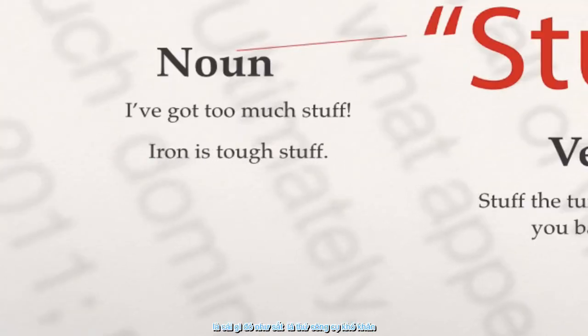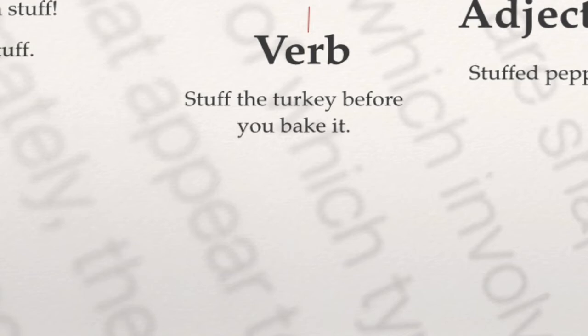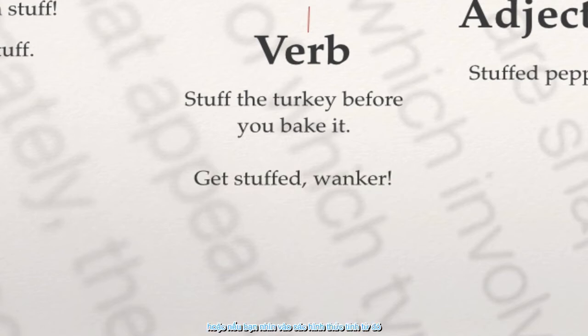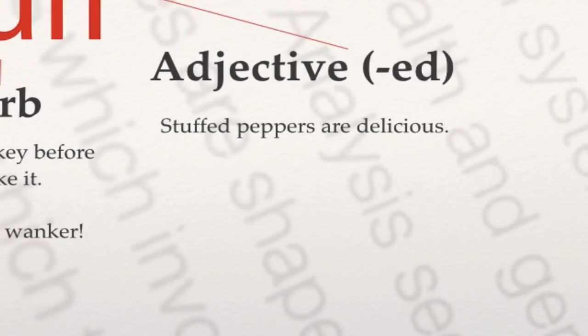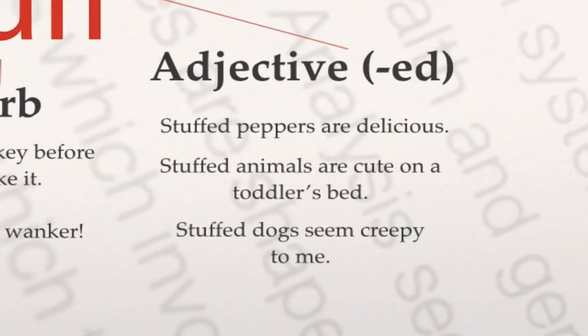Another noun form, however, is something like iron is tough stuff. Stuff in this case meaning a material, right? So it's no longer just possessions, but it's materials. You could have a different verb. So in the United Kingdom, for instance, if you say get stuffed, that has a rather crude meaning. Or if you look at those adjective forms, so in the original adjective form, we looked at stuffed peppers being delicious, something's been shoved into them.